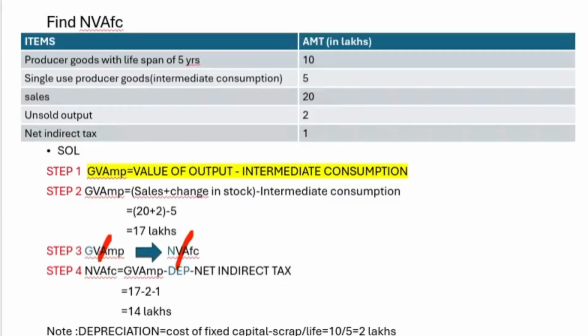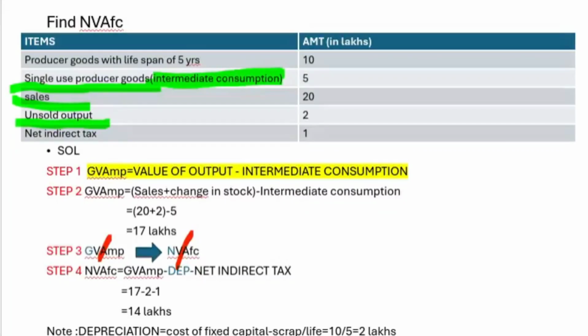We are asked to find NVA-FC. We do have different terms which are given in the question. So the first one you'll be somewhat confused by. Just move on to the second one, that is intermediate consumption. Sometimes in the bracket it will not be provided directly as intermediate consumption. Somewhere they will use the term single use producer goods. We need to detect intermediate consumption, then of course sales, unsold output, and net indirect taxes.